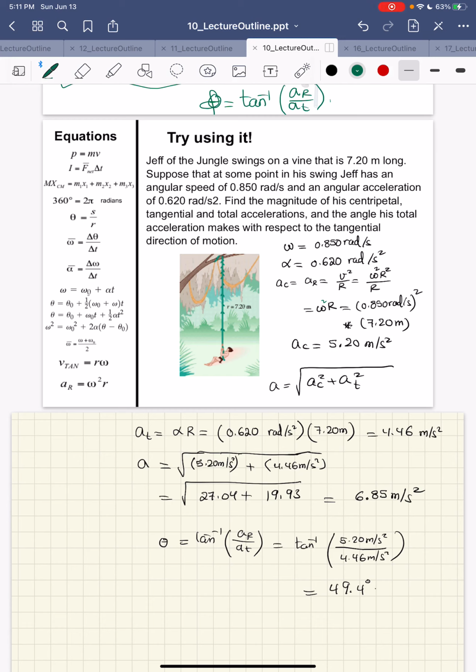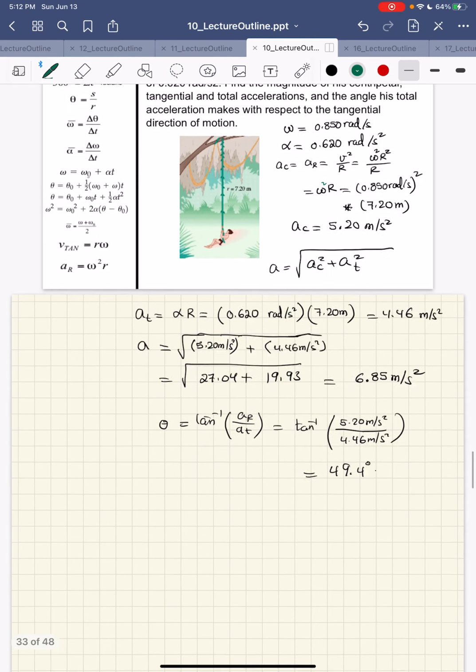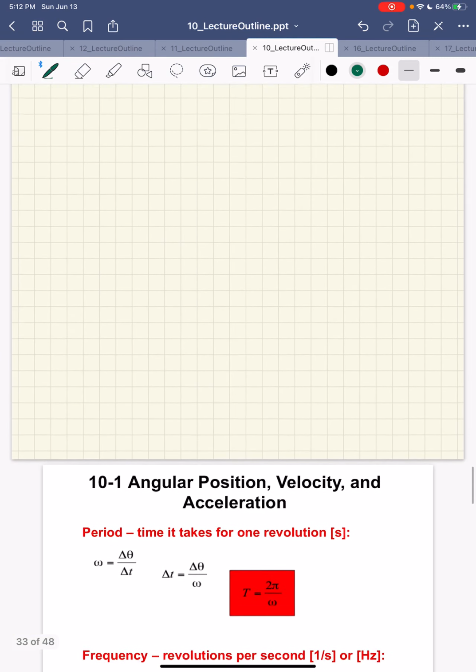And AT equals alpha times R, which is 0.620 times 7.2, which is 4.46 meters per second squared. I have the two values, then I will use Pythagorean to calculate A, and theta is tan inverse of AR over AT, and it is 49.4 degrees, because we are adding them as vectors.